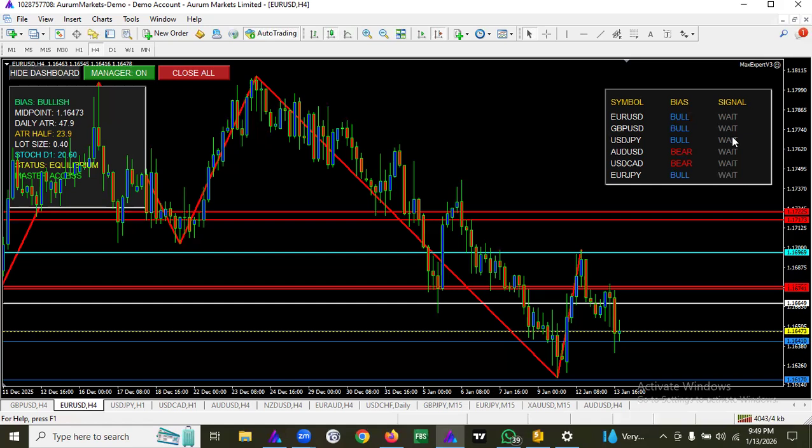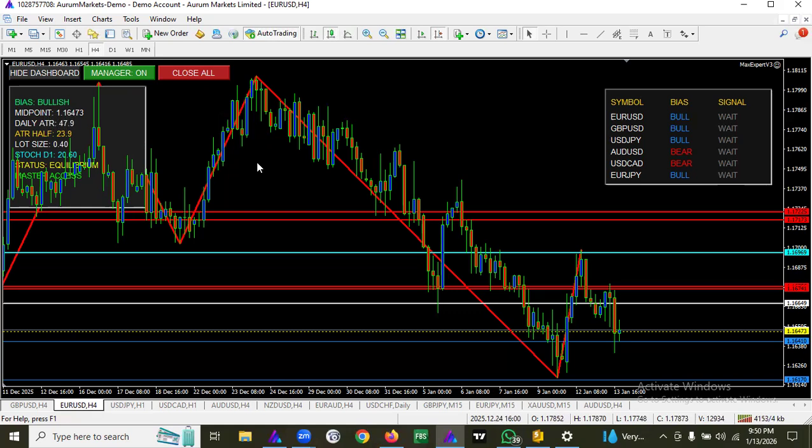Now, for example, we have a bullish bias and price is at equilibrium. Does that mean you cannot take a trade? You can still take a trade. But when these two are in agreement, that is an A+ setup. But in the case that you have a bullish bias and price at equilibrium, all you need to do is look at the charts.